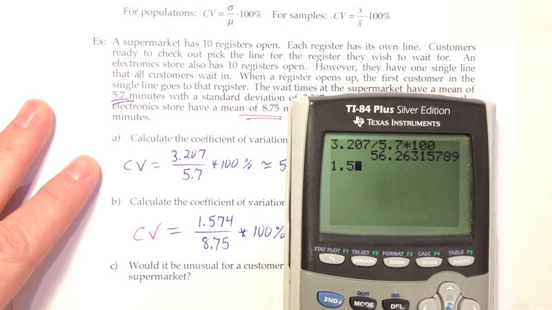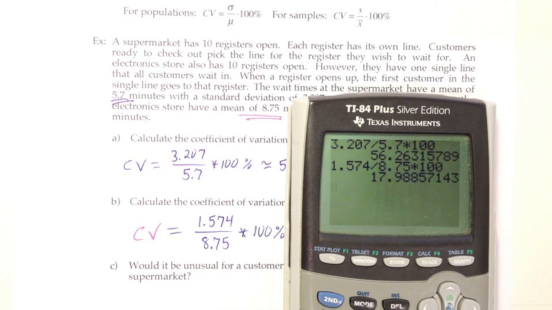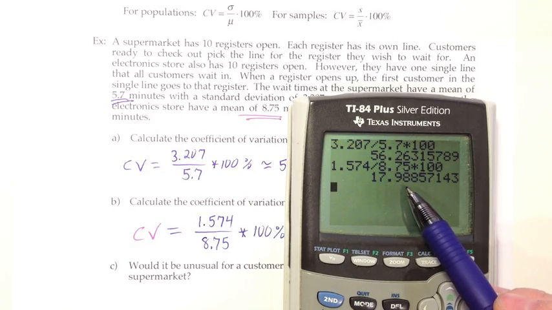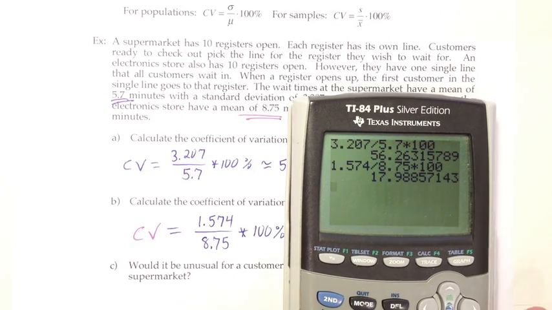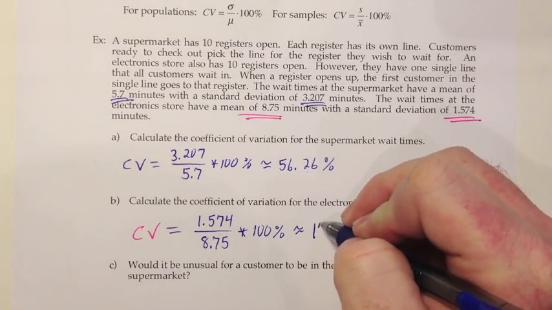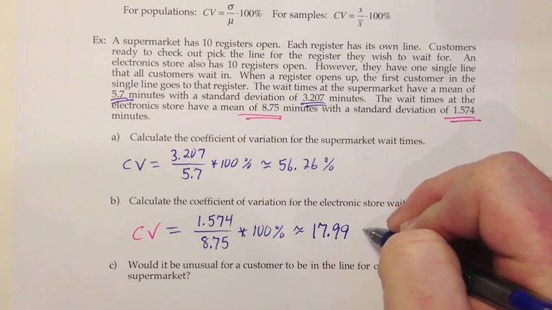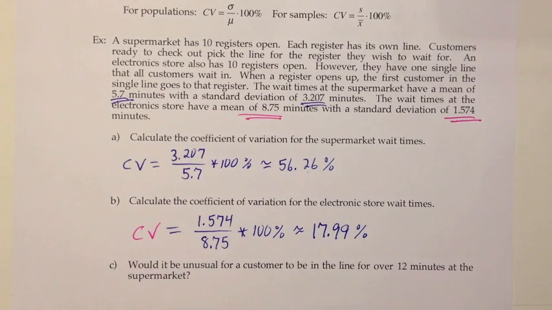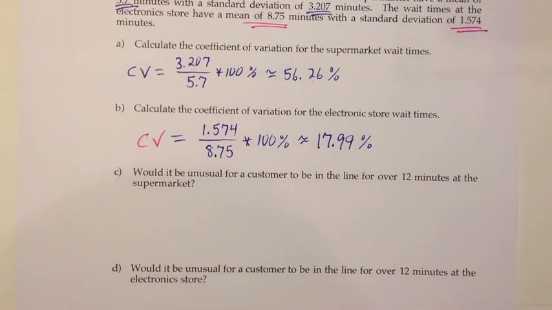So 1.574 divided by 8.75 and then times 100%, and as a percentage that would be 17.99%, an 8 followed by that other 8. So it seems like actually calculating the coefficient of variation is not that tough. It's just a division and then a multiplication with that 100%. So it's pretty quick to do. Let's look at the follow-up questions and see what that does for us.